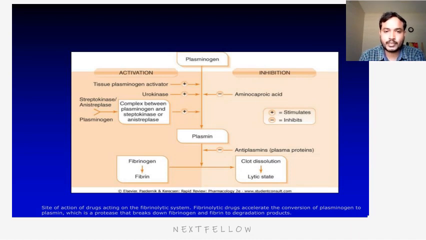These fibrinolytic drugs mainly activate plasminogen to plasmin. This plasmin will act on insoluble fibrin, so it will convert to soluble fibrin. Once it converts to soluble fibrin, obviously the clot will get dissolved. So for this activation, what are the drugs we have? We have streptokinase, alteplase, reteplase, urokinase. All these drugs are tissue plasminogen activators. They activate plasminogen to plasmin. This plasmin will act on insoluble fibrin and convert it to soluble fibrin. These are all fibrinolytic drugs.